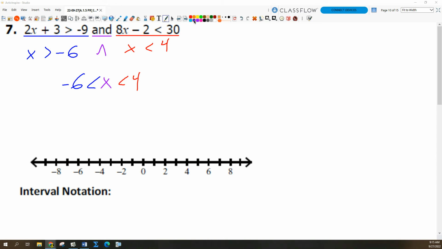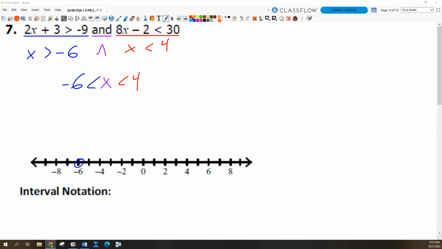If I were going to use interval notation, what's that? Describe that, Miranda. What's that interval notation look like? Or, sorry, the graph first. Open or closed? Open, good. Okay, and well, x is greater than -6 and less than 4. So I got open at -6. Open, what's my right endpoint?